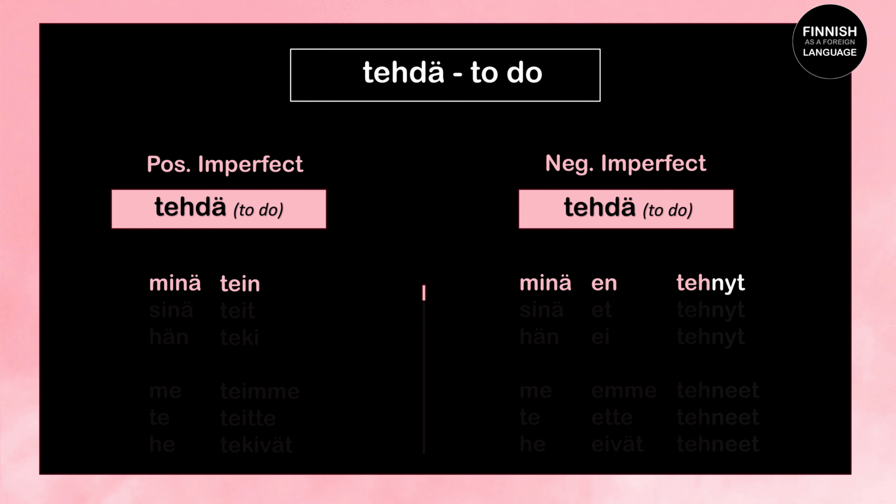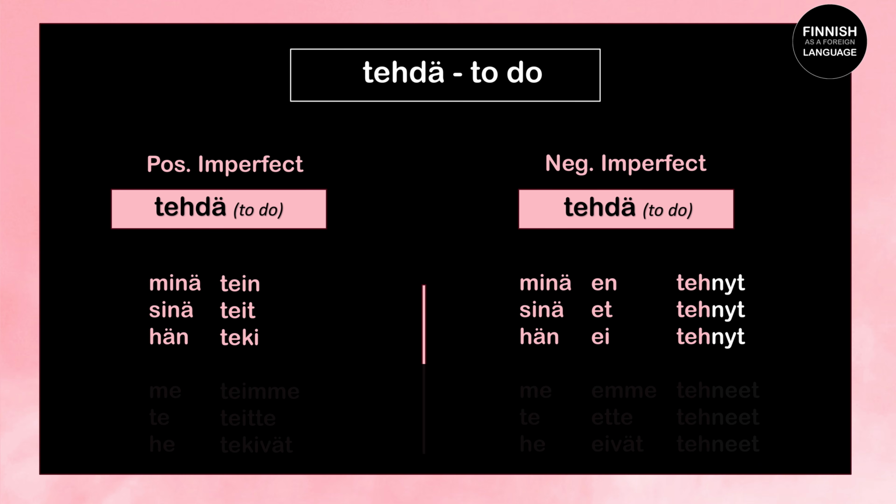One of them is tehdä, which means to do. The positive past tense or the positive imperfect differs a lot from the negative imperfect. Now let's go first through the positive imperfect one. Minä tein means I did. The negative imperfect, however, is minä en tehnyt. I didn't do. Sinä teit, you did. Sinä et tehnyt, you didn't do. Hän teki, he or she did. Hän ei tehnyt, he or she didn't do.